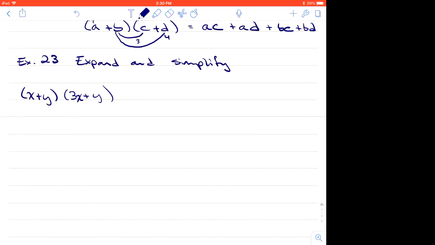So to do this, we have to know how to multiply variables and how the coefficients behave. If we just write out exactly what we're seeing, we can simplify it a little bit later. So we would get x times 3x, not doing anything to it, plus x times y, plus, now moving on to the y times 3x, plus y times y.